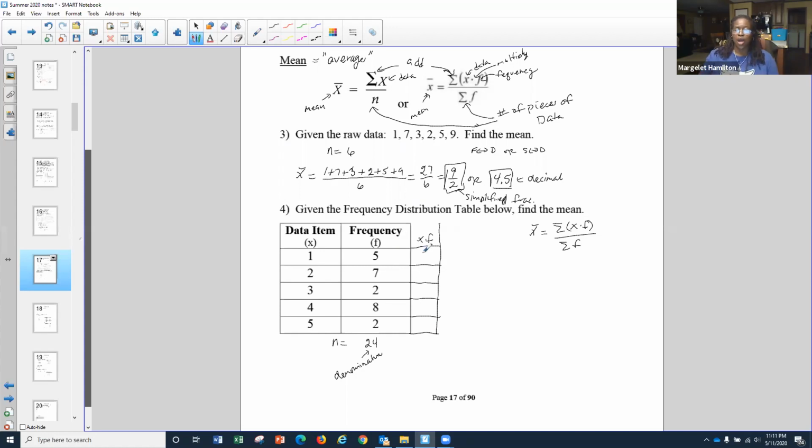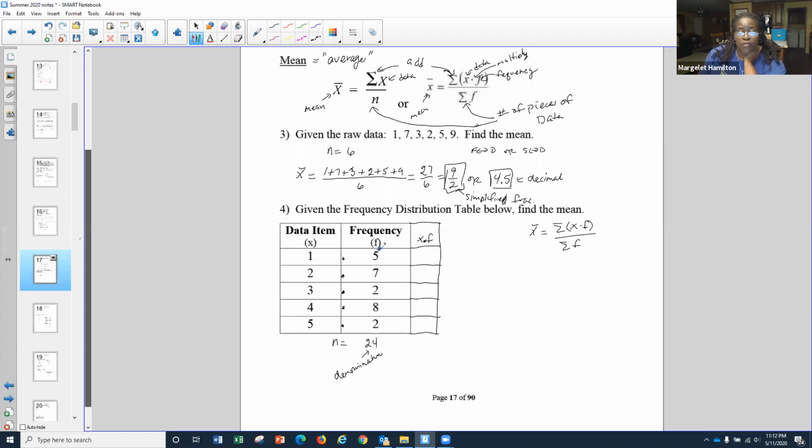Okay, so I got a new column now. So here's f, x times f. Now, if it makes you feel better, we know we're going to multiply across. Put the multiplication sign in between here if it makes you feel better. All right, this is all up to you, okay? We're multiplying these two columns together to create this new column.